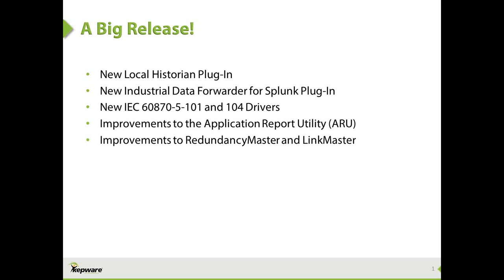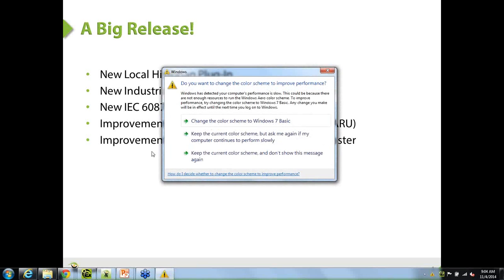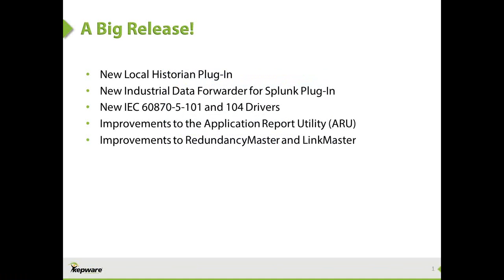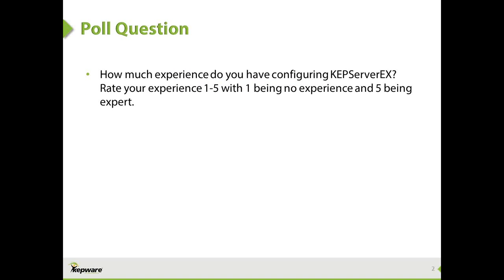All right, so this version also includes 2 new plugins. It's a huge release: the Local Historian and something we call an Industrial Data Forwarder for Splunk. And then we also have 2 new master drivers for IEC 60870-5-101 and 104. And finally, we've even updated a utility that comes along with the server called the Application Report Utility. It has been updated with new functionality, and we'll demo that at the end of this webinar. So let's briefly explore each, and we'll start with our plugin.